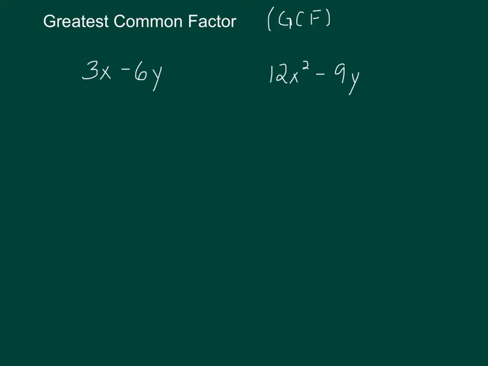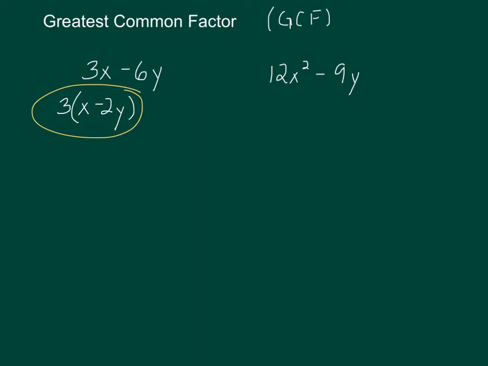X and y have nothing in common, so I can't do anything with them. When I'm factoring, what I'm really doing is dividing out. But what I factor out has to stay in front of the problem. It doesn't just disappear. So when I do 3x divided by 3, I'm left with x. When I do negative 6y divided by 3, I'm left with negative 2y. That's my answer. I could check it by distributing, and I would get 3x minus 6y.